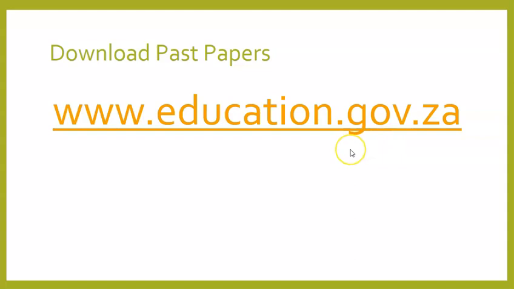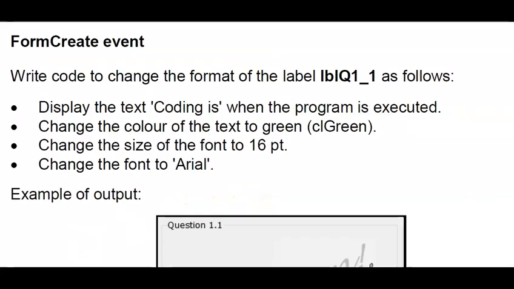So go to www.education.gov.za. At the right bottom, you'll see a link to past papers, and from there you can download the final of 2021. You will have to look under information technology, and then you'll find the paper as well as the data files.